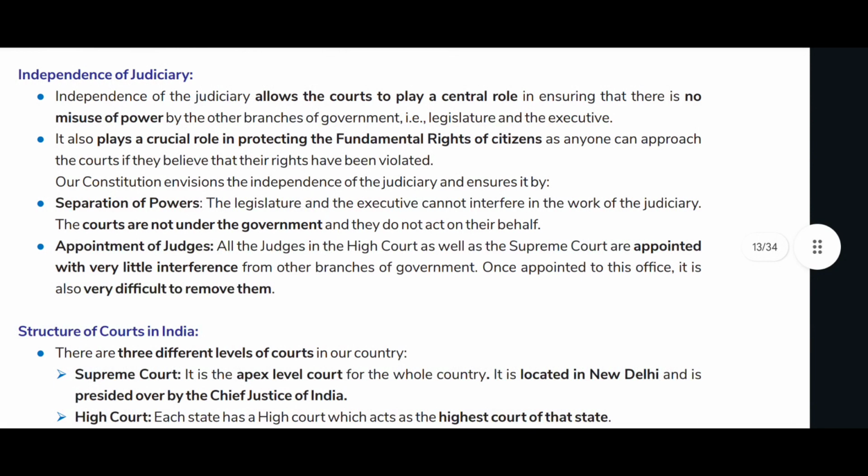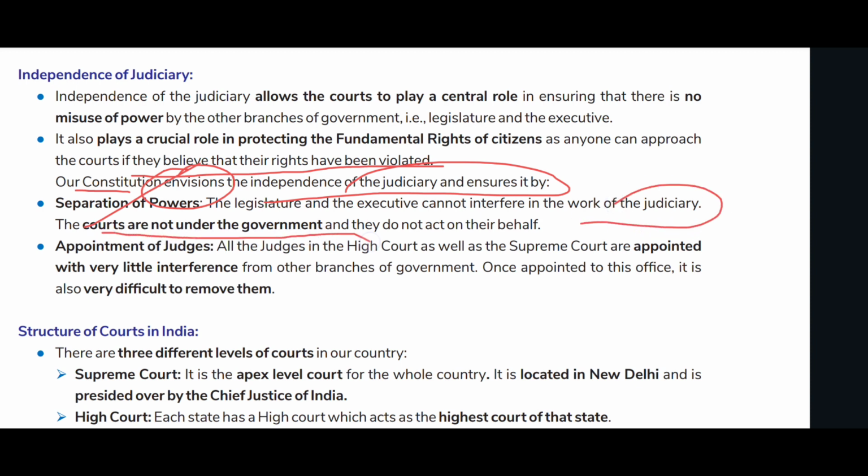Independence of judiciary. Independence of judiciary allows the court to play a central role in ensuring that there is no misuse of power by the other branches of the government, legislature and executive. It also plays a crucial role in protecting the fundamental rights of citizens, as anyone can approach the courts if they believe that their rights have been violated. Our Constitution envisions the independence of judiciary and ensures it by separation of powers. The legislature and executive cannot interfere in the work of the judiciary. The courts are not under the government and do not act on their behalf.